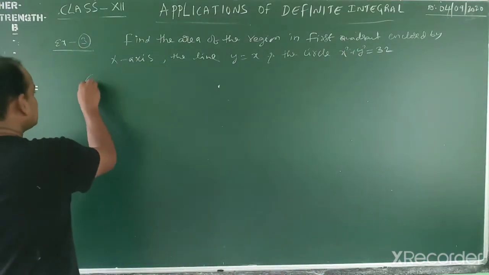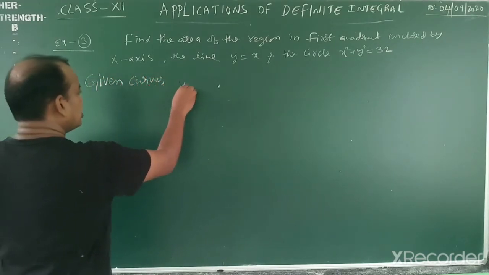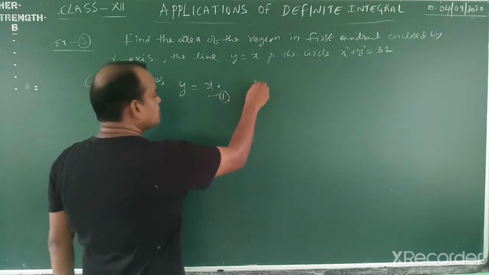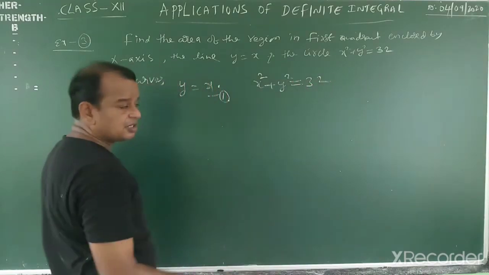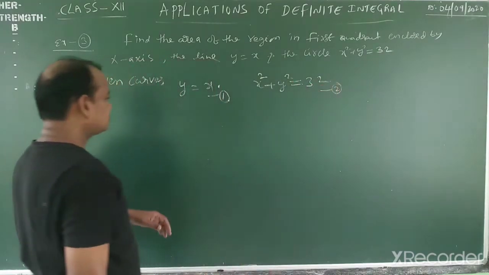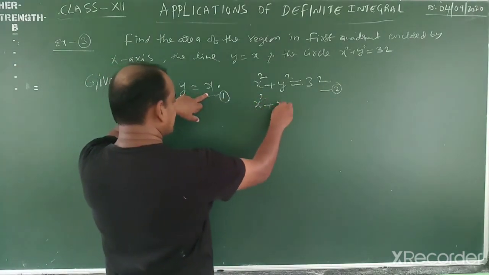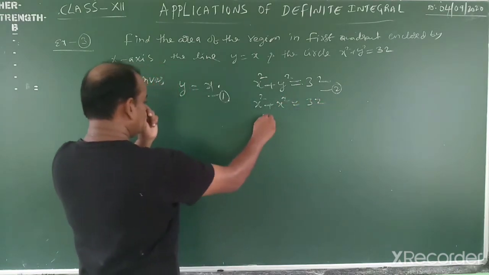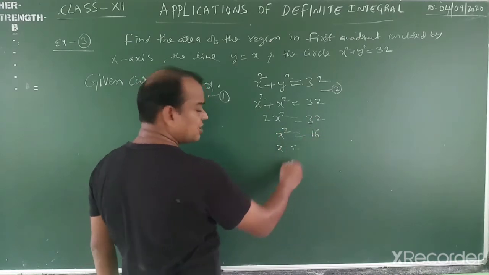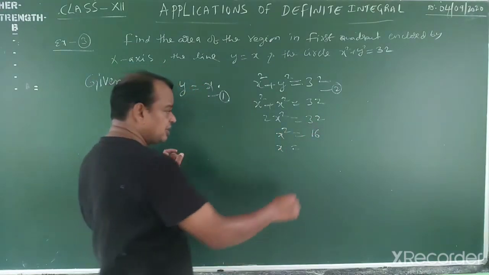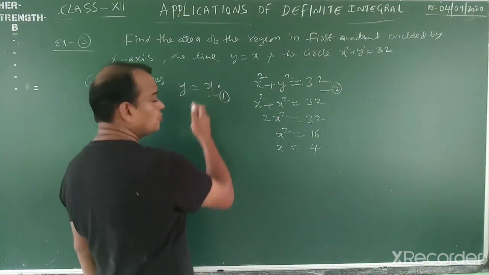Okay. What are the given curves? Listen carefully. The given curves are y is equal to x. This is equation number 1. The second one is x square plus y square is equal to 32, my dear students. This is equation number 2. Now substitute y equal to x here. x square plus x square is equal to 32. 2x square equal to 32. x square equal to 16. Actually x is equal to plus or minus 4, but in the first quadrant only we will take positive. If x is positive, y is 100% positive. y is equal to 4.